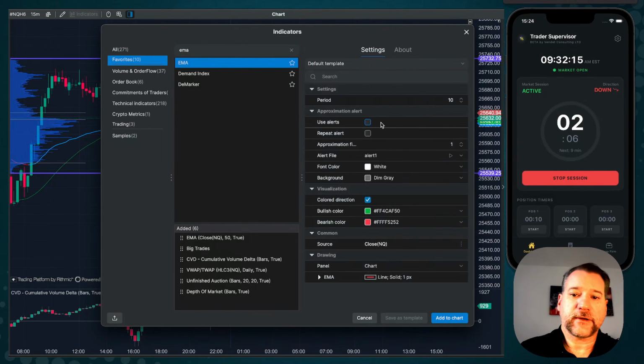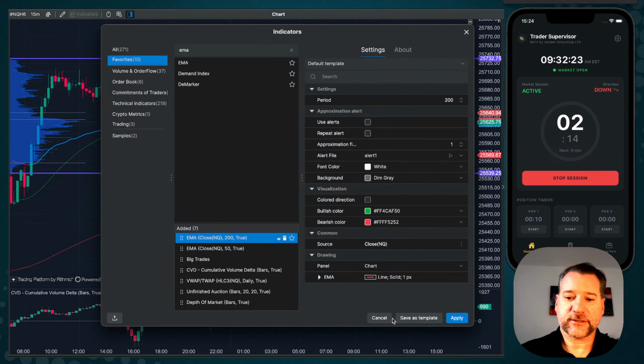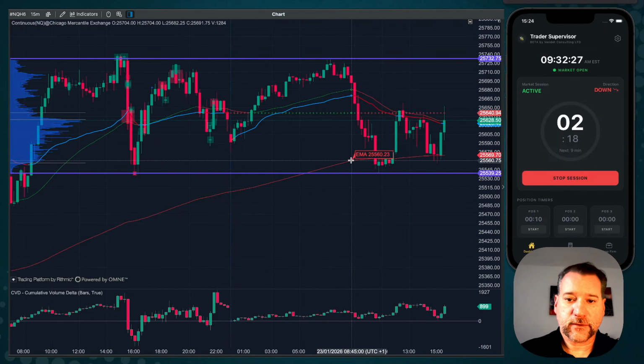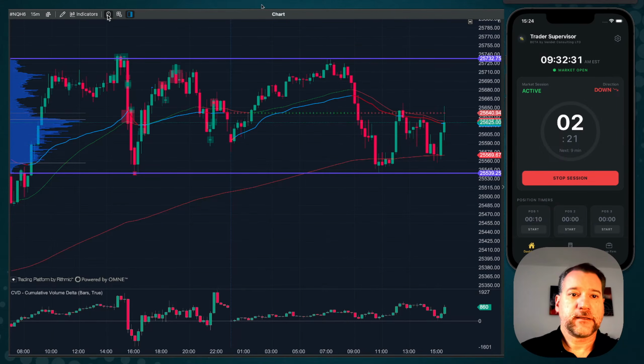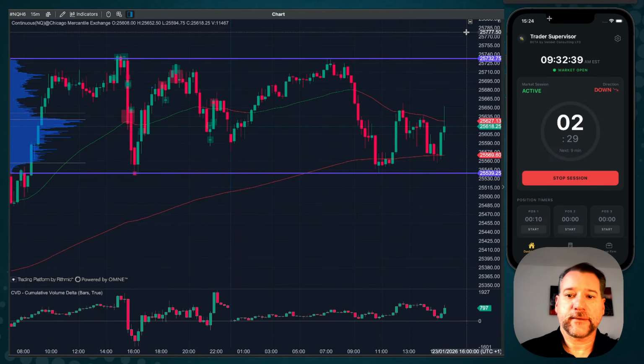I'm gonna add it as favorite. I'm gonna add 200 EMA without the coloring. Add to the charts. Apply. And here we are. We have the 200 EMA, and this is the 50. If you don't want to get confused, I can remove the VWAP.